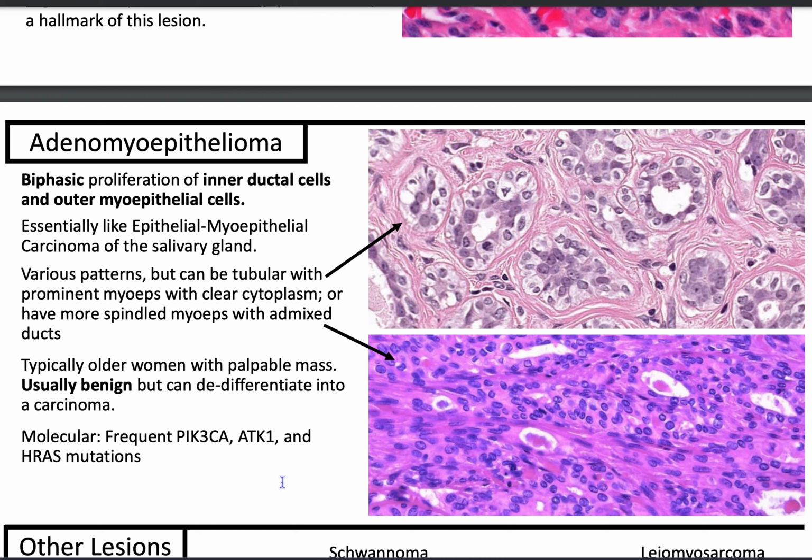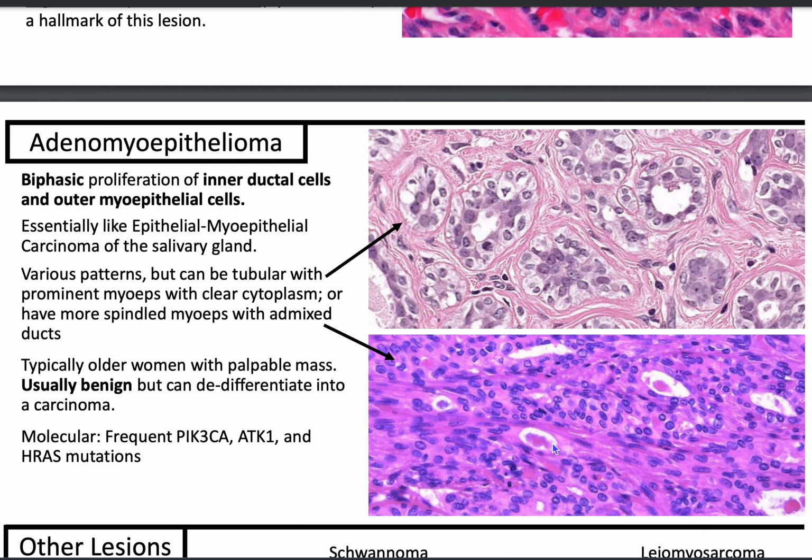Adenomyoepithelioma is a biphasic tumor. It's analogous to salivary epithelial-myoepithelial carcinoma. Basically, it's a proliferation of inner ductal cells and outer myoepithelial cells. There are various patterns, but it can be tubular with prominent myoepithelial cells with clear cytoplasm, as you can see here. These clear cells are the myoepithelial cells, and here the ductal epithelium. Or they can have more spindled myoepithelial cells, as you can see here, with admixed ducts.